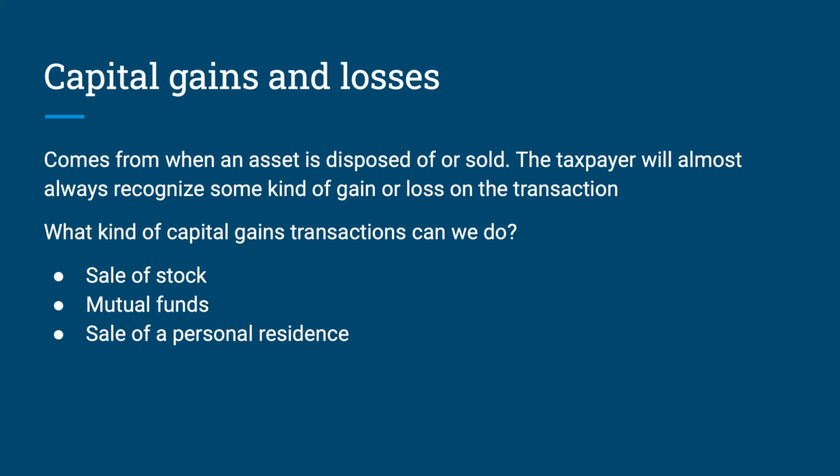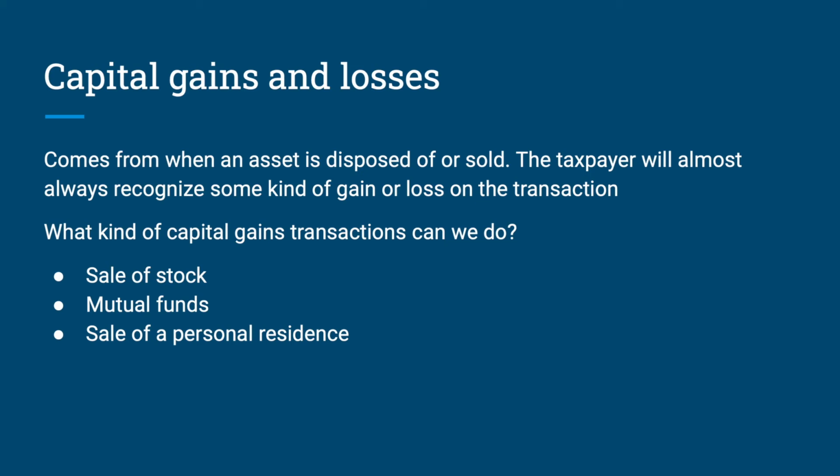And so capital gains and losses is going to be our next topic, and generally this comes from when an asset is disposed of or sold. And the taxpayer will almost always recognize some kind of gain or loss on the transaction because it's very rare that something is being disposed of at exactly break-even price.